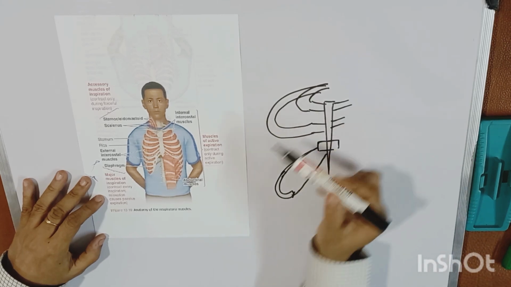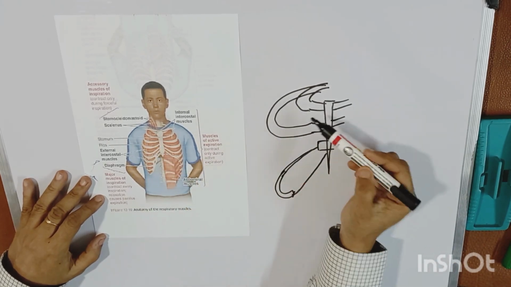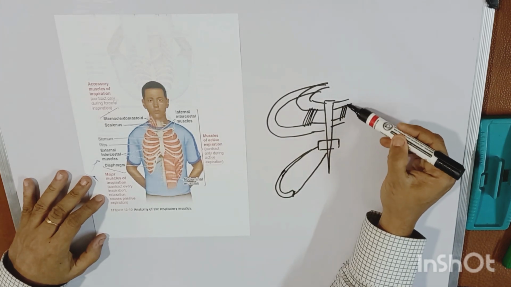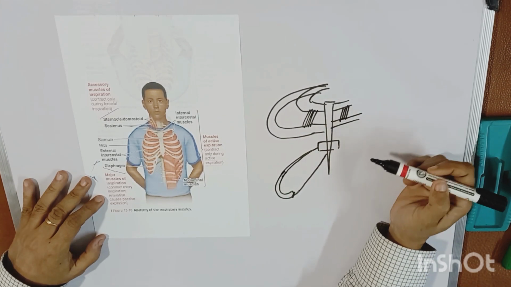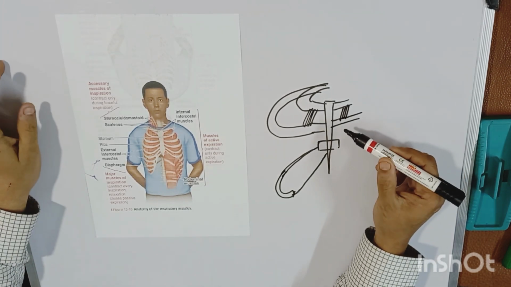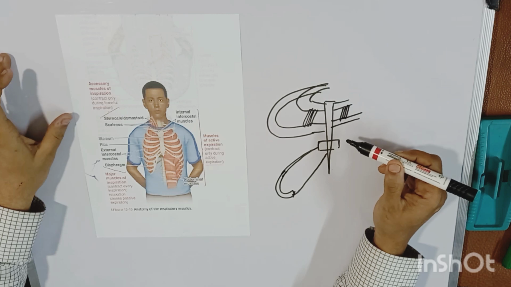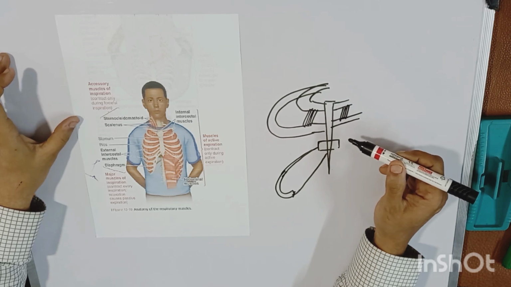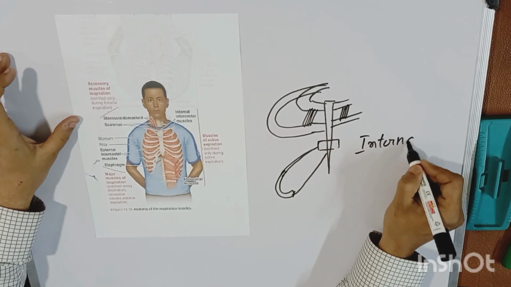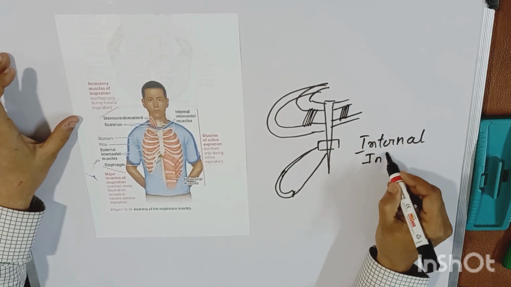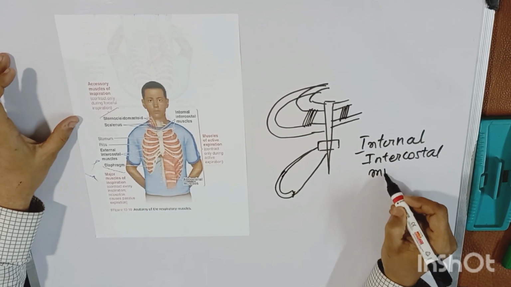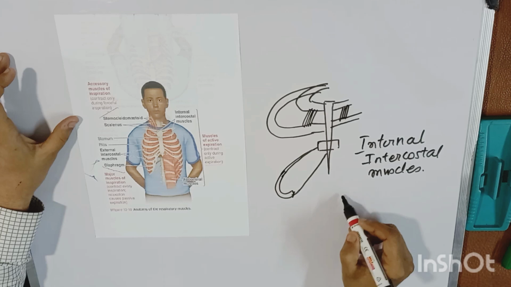Between the ribs, we know, as you see here, there are muscles. So there are muscles between the ribs, and there are two types of muscles: the internal intercostal muscles. As these muscles are between the ribs, we call these muscles intercostal muscles. So there are two types: internal intercostal muscles, and external intercostal muscles.